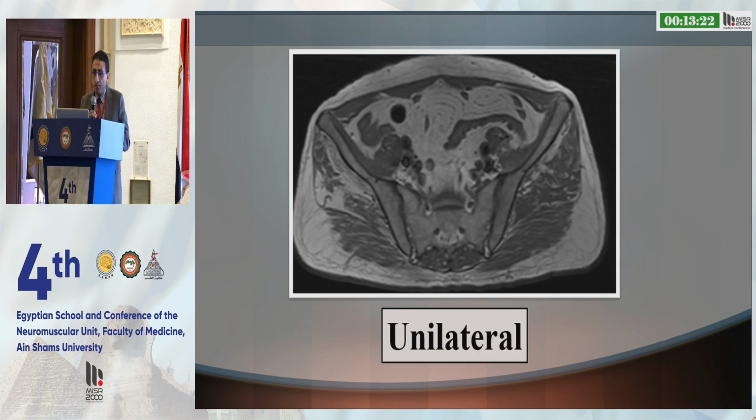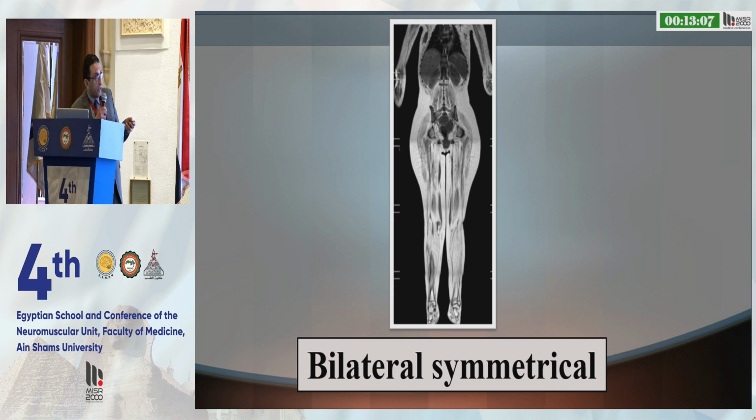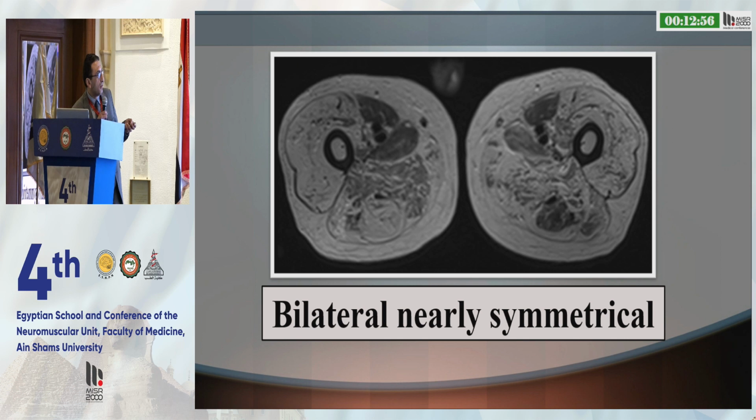Another look, and this is an example of unilateral affection. This is the glutei, the gluteus medius and minimus muscles. The right side is affected, while the left side looks normal. This is unilateral affection. This is bilateral symmetrical affection of the thigh and leg muscles. The coronal image is typically the same on both sides.